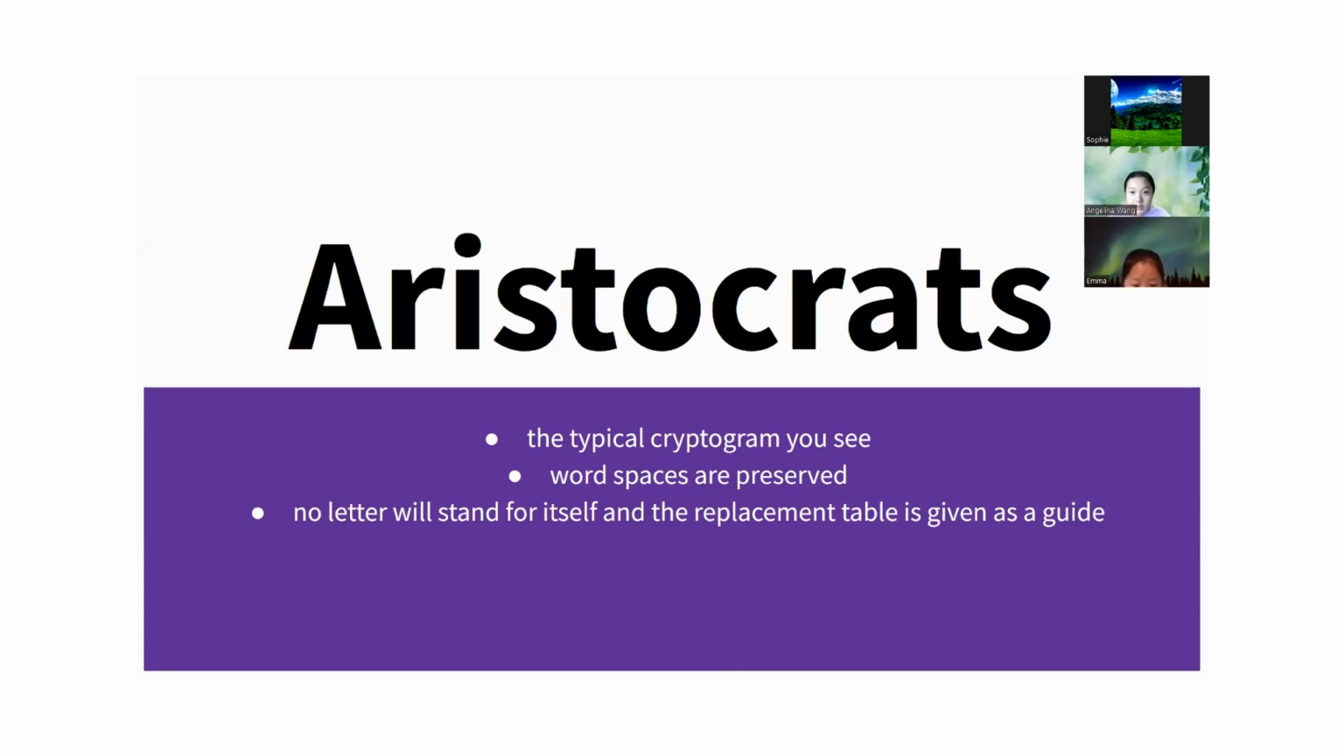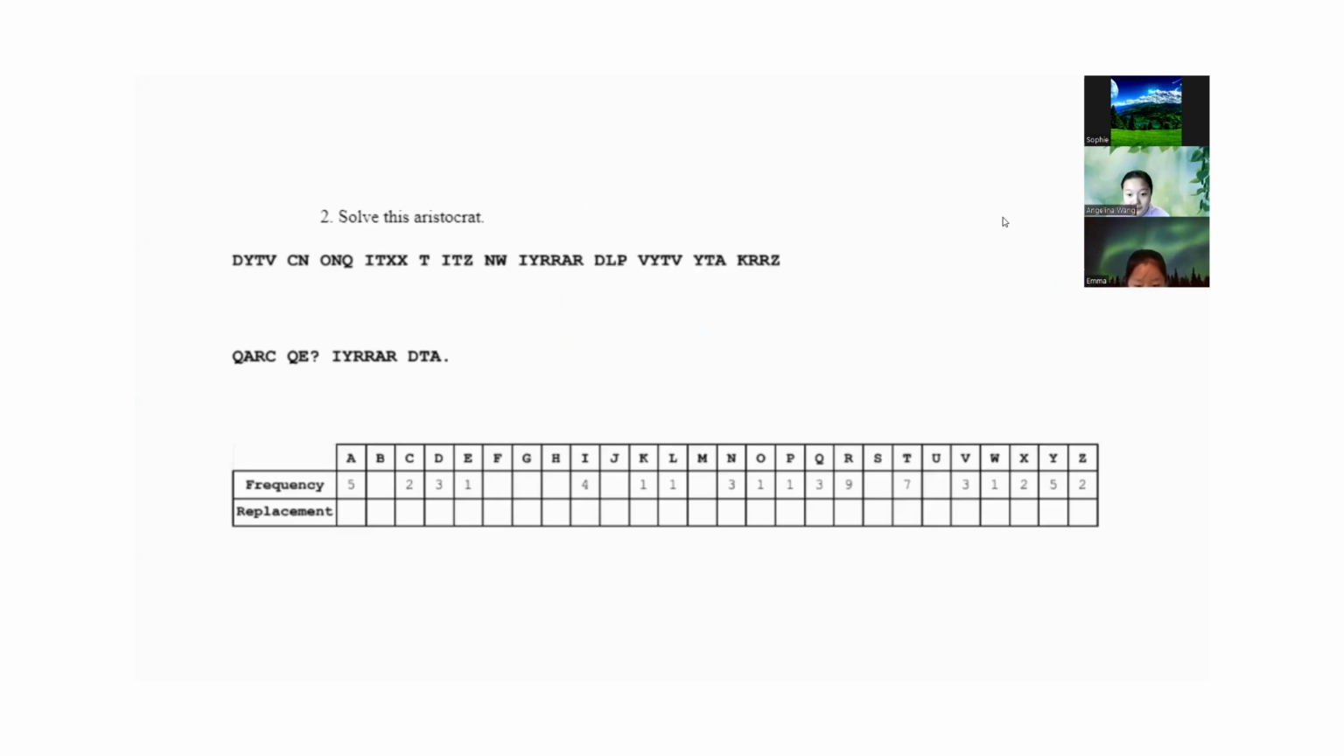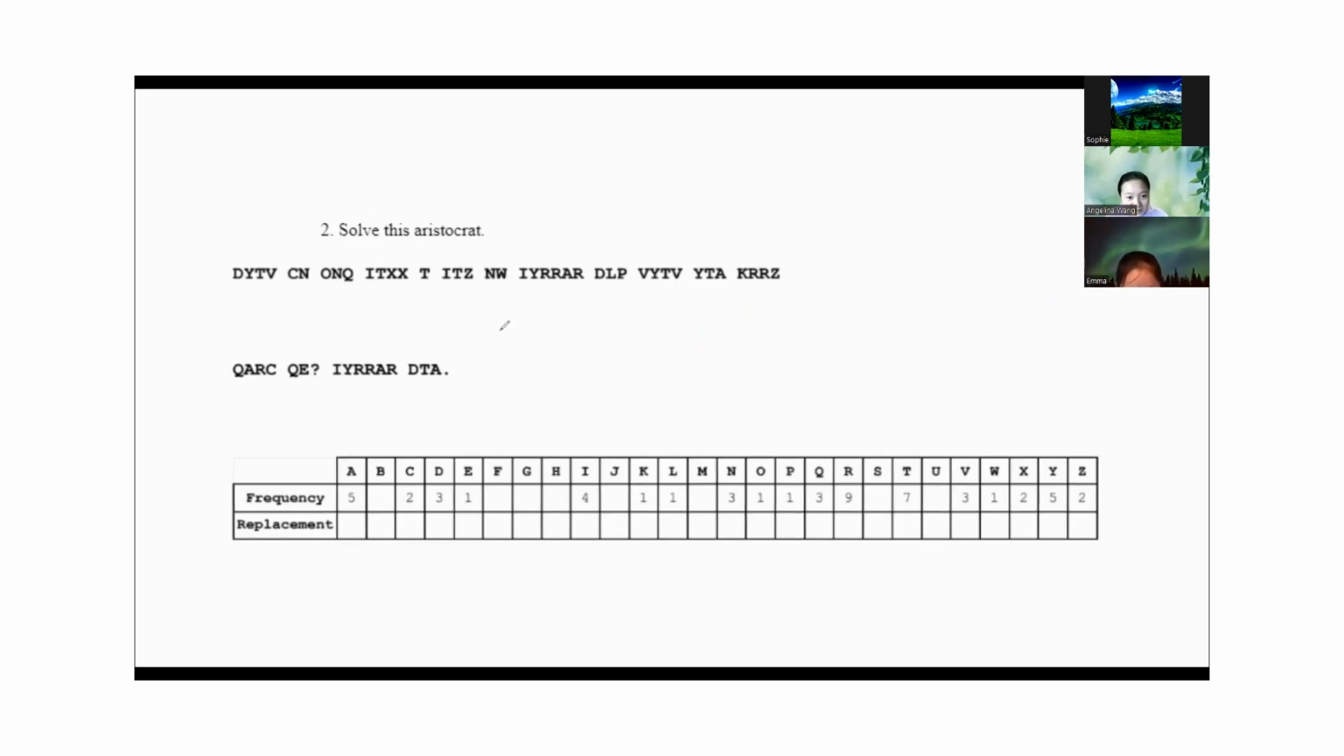It's basically just all the letters A through Z in plain text and then all the letters from A to Z in ciphertext, so that you can keep track of what letter you're swapping out for what. Aristocrat is just a fancy way of saying a specific type of cipher. So we're going to be solving this aristocrat. Let's solve this aristocrat together. It looks like a lot, but I'll point out some things that will probably help us.